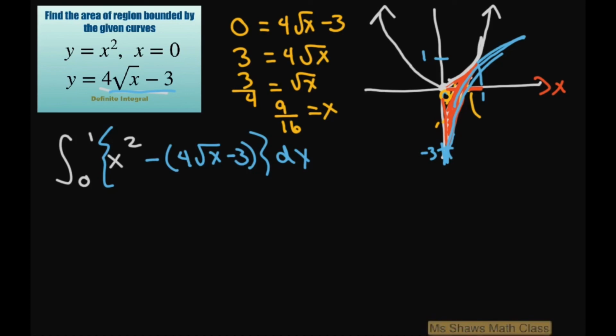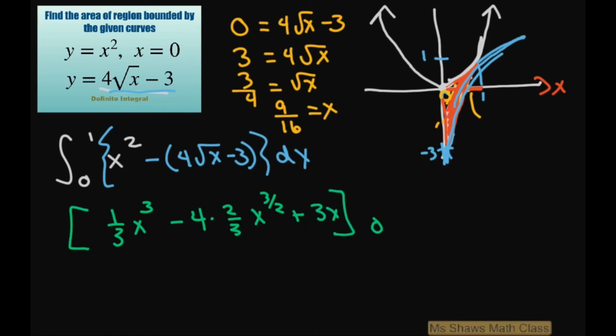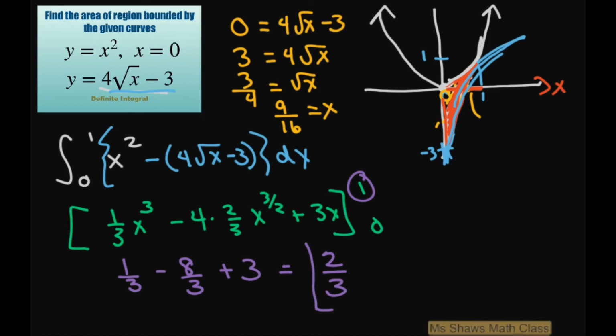Okay, so let's go ahead and evaluate this. We're going to get 1/3 x cubed minus 4 times 2/3 x to the power of 3/2 plus 3x, and we're evaluating this from 0 to 1 after our integration. So substituting in your 1, you're going to get 1/3 minus 8/3 plus 3, and this is going to give you 2/3. And so that's the area of that shaded region.